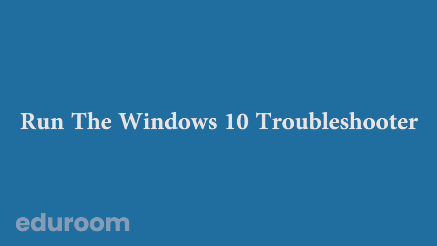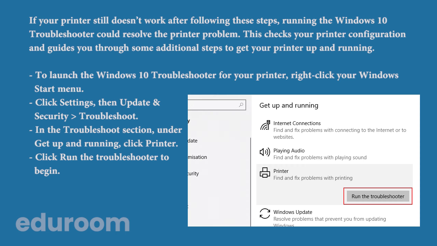Run the Windows 10 Troubleshooter. If your printer still doesn't work after following these steps, running the Windows 10 Troubleshooter could resolve the printer problem. This checks your printer configuration and guides you through some additional steps to get your printer up and running. To launch the Windows 10 Troubleshooter for your printer, right-click your Windows Start menu. Click Settings, then Update and Security, Troubleshoot. In the Troubleshoot section, under Get Up and Running, click Printer. Click Run the Troubleshooter to begin.